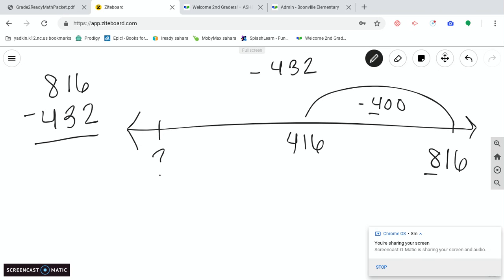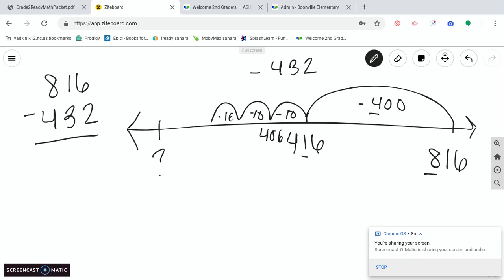Now, I need to take away 30, but I only have 10. So instead of taking away 30 at one time, what if I take away 3 10s? I'm going to take away 10, and then another 10, and then another 10. I think that'll make it a little bit easier, okay? So 416, take away the 10 is 406. Now, some of us struggle with this. That's why I don't love this strategy, subtracting across that 0.